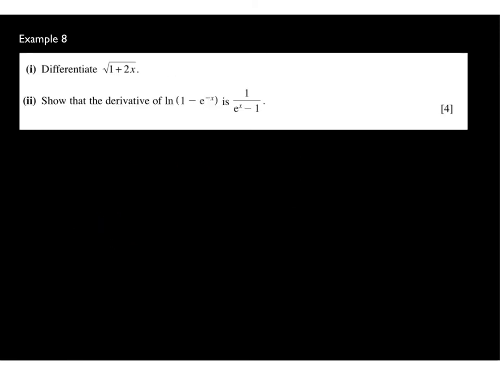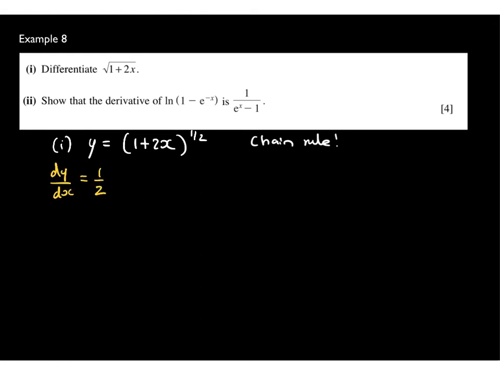So example 8, part 1. What type of function do I have here in part 1? Well, I'm going to rewrite it as 1 plus 2x to the power of a half, and it's a composite function, so I'm going to use the chain rule to differentiate it. It's the format of a power, so multiply by the power of a half, reduce the power by 1, negative a half, multiply by the derivative of this inner function, which is just 2. So this then leaves me with 1 plus 2x to the negative a half.